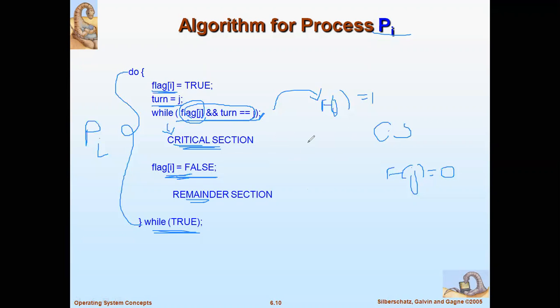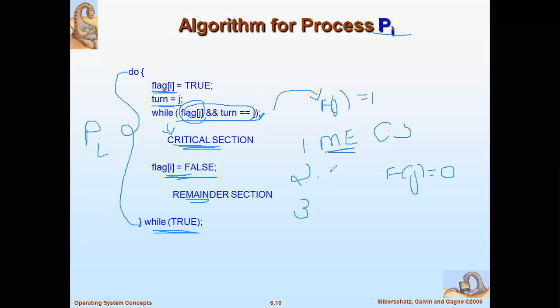Now, as I told you, a critical section solution should always satisfy three conditions. One is mutual exclusion. What is mutual exclusion? At a time, only one process can be in its critical section. We have clearly seen that when P0 is in the critical section, P1 will be waiting. When Pi is in the critical section, Pj will be waiting, and when Pj is in the critical section, Pi will be waiting. So there is mutual exclusion.